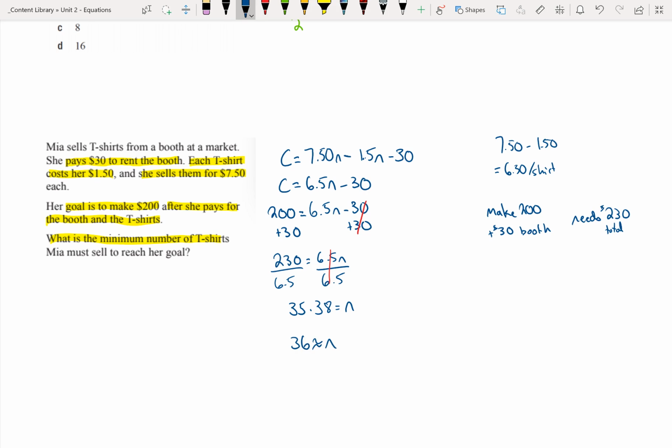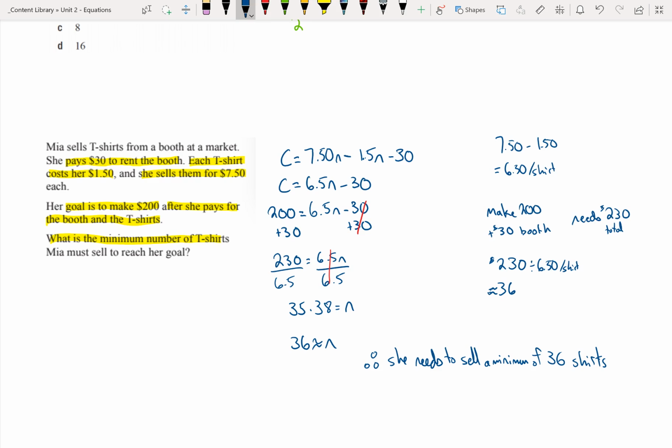Again, you could do the same thing on the other side. If you realize she needs $230 to make her profit of 200, you can just take 230 divided by the 6.50 per shirt to figure out how many shirts you would need, which you end up getting the same thing. So therefore, she needs to sell a minimum of 36 shirts.